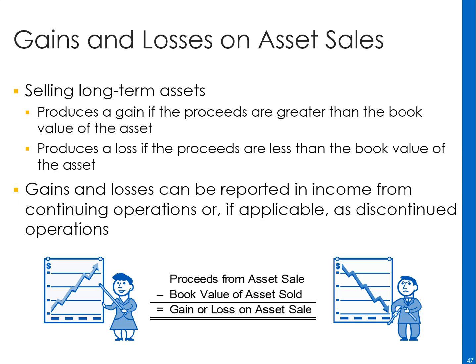Selling long-term assets is going to give us either gains or losses, depending on the sale price and the remaining book value. If the sale price is greater than the remaining book value, we're going to have a gain. If the sale price is lower than the remaining book value, we're going to have a loss. It's easy to understand.